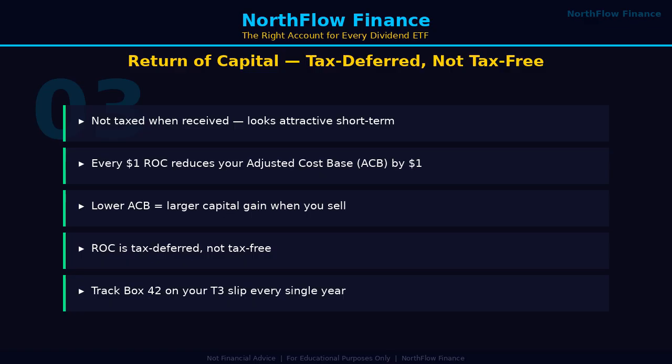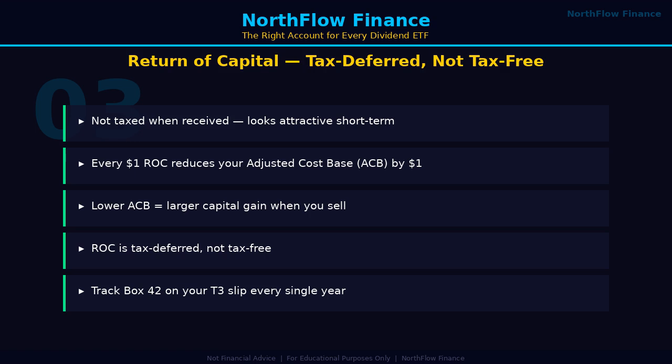Category 3, Return of Capital, ROC. This is where many investors get confused. Return of capital distributions are not taxed when you receive them. So in the short term, they look like the most attractive option, you get cash, and no tax bill. But here's the catch. Every dollar of return of capital reduces your adjusted cost base, your ACB. The ACB is the cost basis the government uses to calculate your capital gain when you eventually sell.